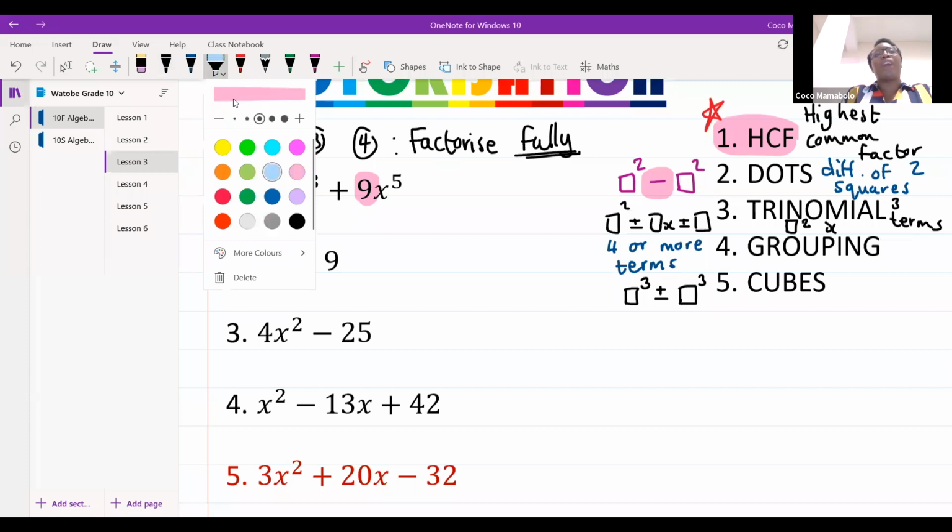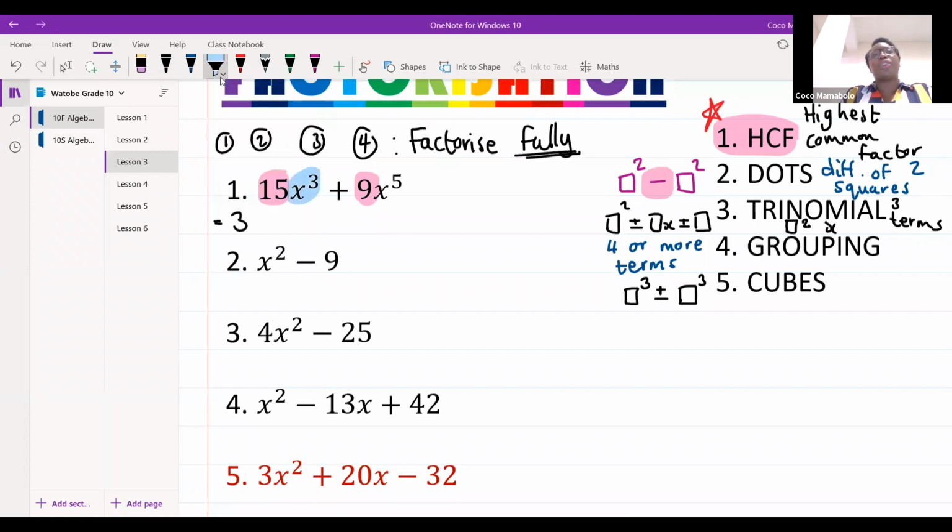And then I'm going to have to look for the highest common factor between x cubed and x to the power 5. Now, the easiest thing to do when we look at exponents that have the same base, do you see how there's an x here and an x here? If they have the same base, look for the one with the smallest exponent, and that is your highest common factor. Okay, so I'm going to take out the one with the smallest exponent, which is x cubed.